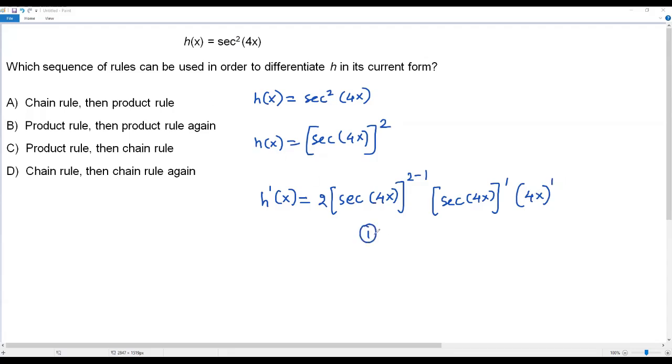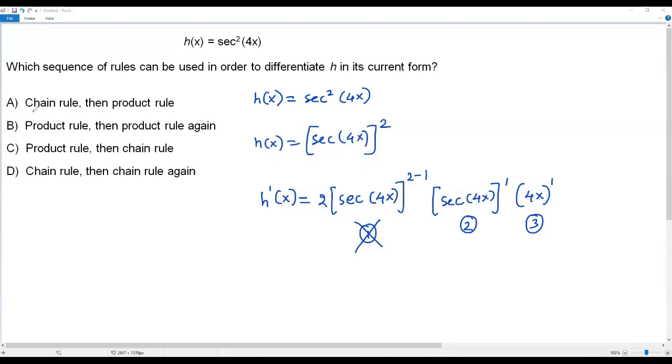The first step, I just used the power rule to get the derivative for the exponent over here. In my second step, I used the chain rule to get the derivative for the base secant of 4x. The third step, again, I used the chain rule to get the derivative for this 4x. Since power rule is the basic rule of derivative, we can skip the power rule, and let's consider the rest of the process, the second step and third step. In my second step, I used the chain rule to get the derivative of this secant of 4x. In the third step also, I used the chain rule to get the derivative for this 4x.